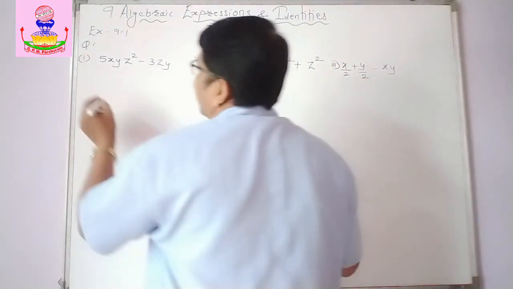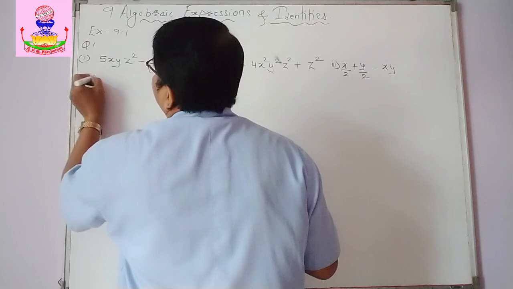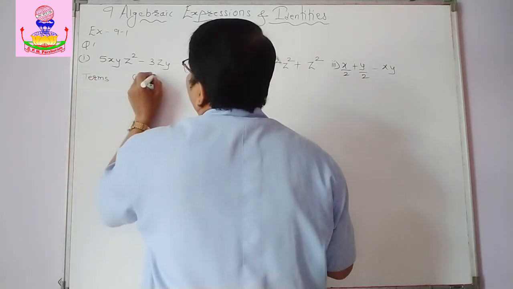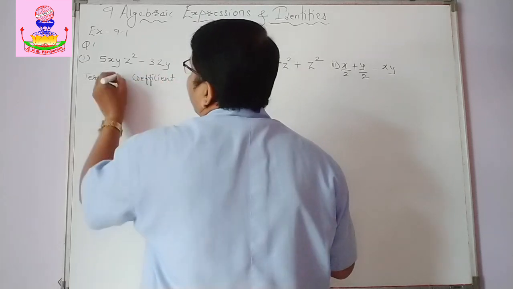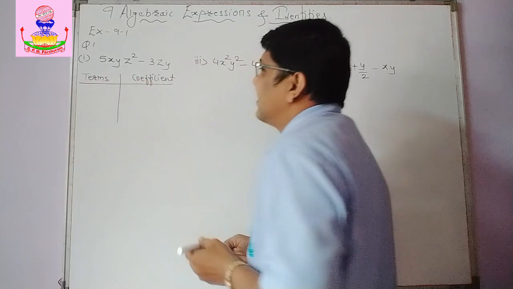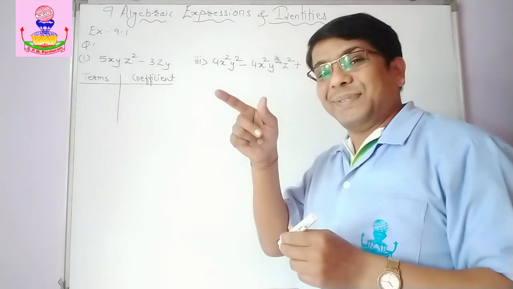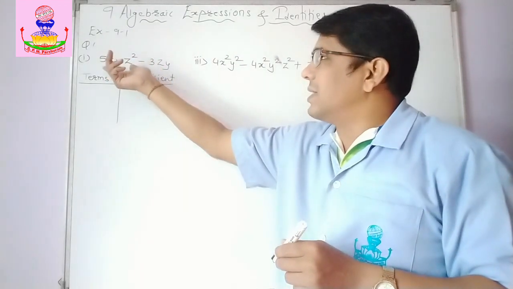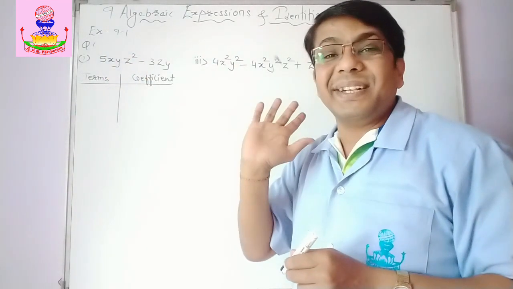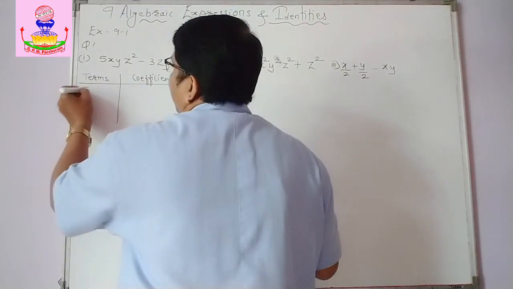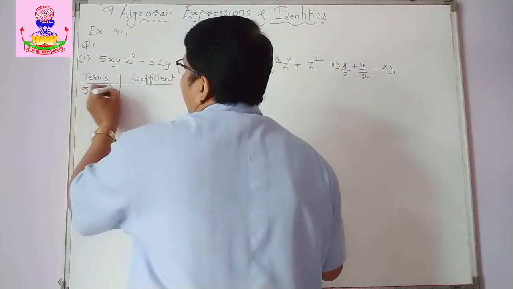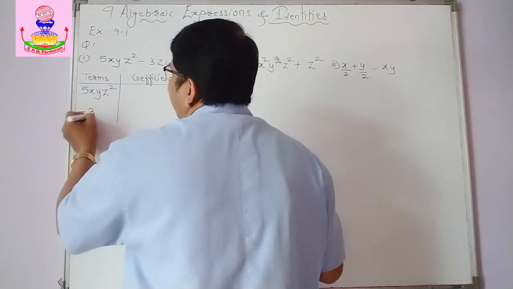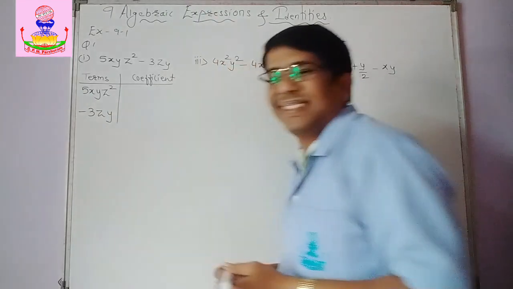So what are the terms in it? So I am making 2 columns here. Okay, so what are the terms? How many terms are there? First thing, there are 2 terms. Which are they? 5xyz square and minus 3zy. Okay, so 5xyz square, that is one term, and the next term is minus 3zy.